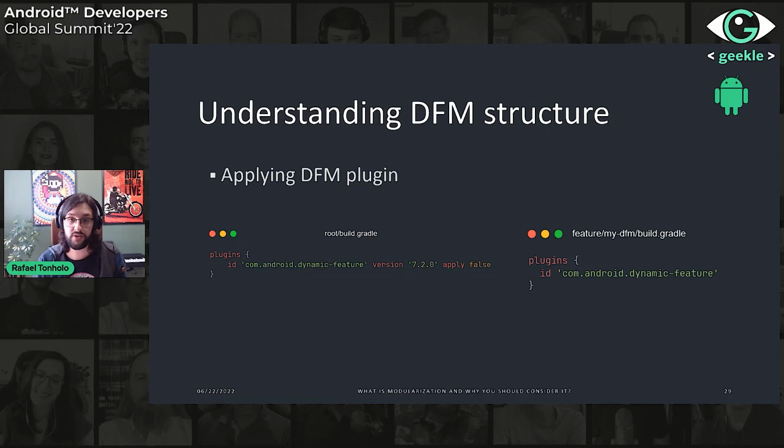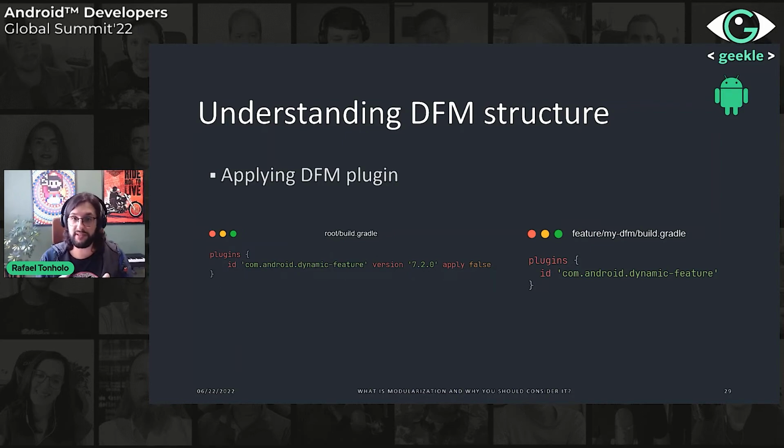We'll also need to use a different plugin this time. Usually we use plugins of Android library, Java library, Kotlin library, and so on. But here we are going to use another plugin that is identified by com.android.dynamic-feature.